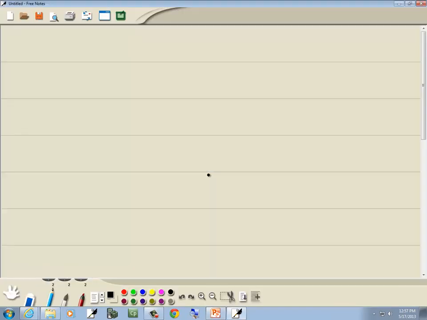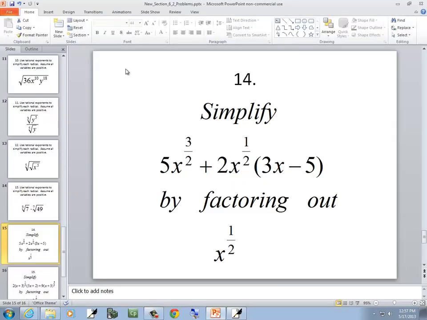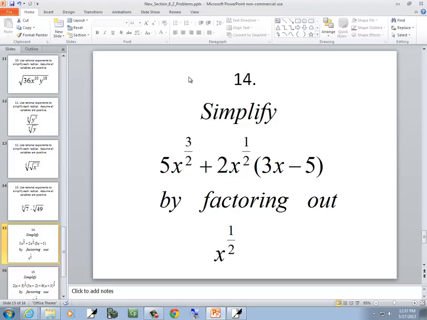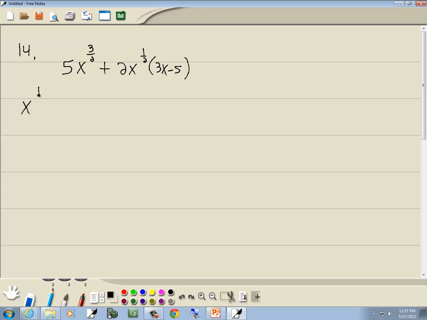Take a look at this problem. We got 5x to the 3/2 plus 2x to the 1/2 times 3x minus 5. And it tells us to factor out an x to the 1/2. Well, let's think back. Factoring. Well, GCF here was x to the 3rd, and we factored it out. Now, when we factored it out, we had x to the 6, took 3 x's away, it leaves us 3 x's.